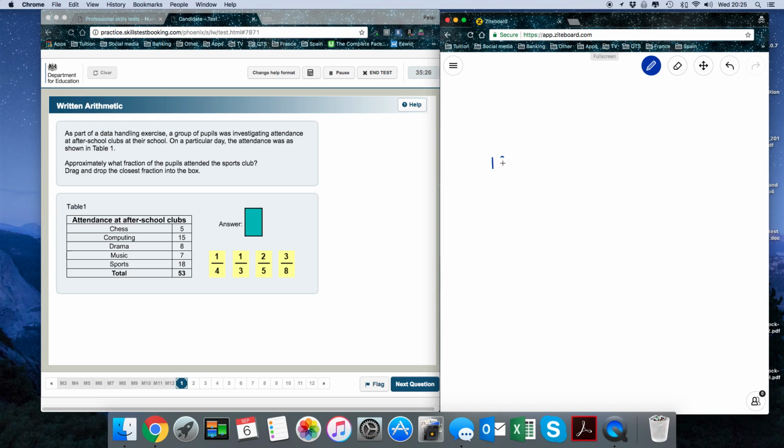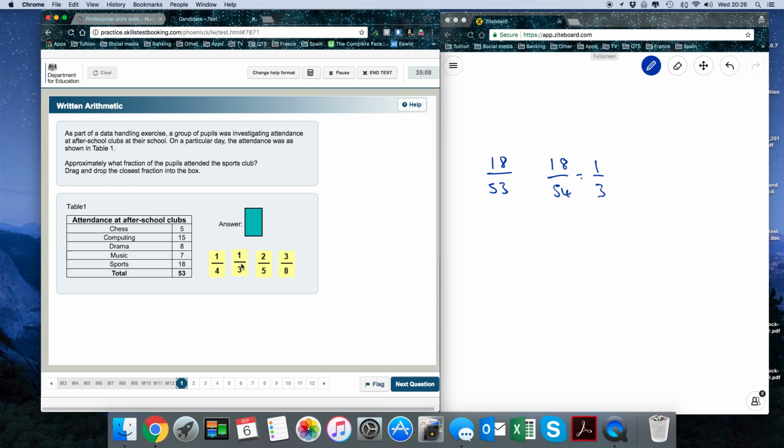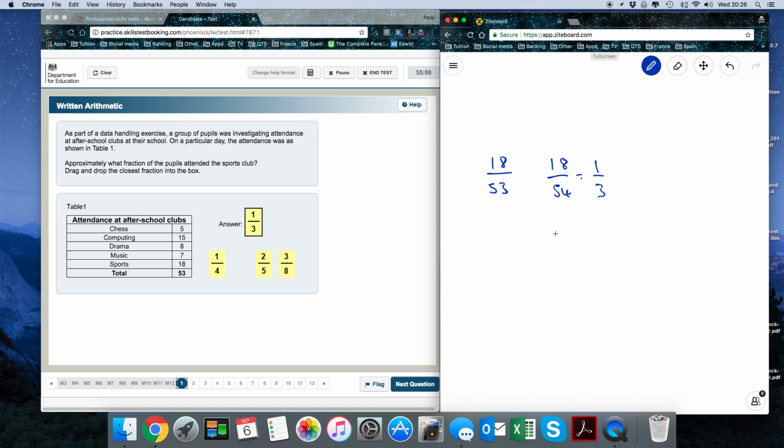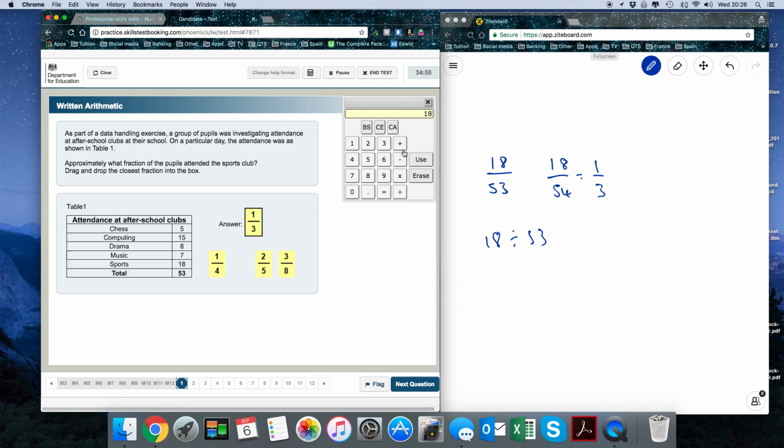Now look, I'm a maths tutor. I look at something like 18 out of 53 in this question, so that's the number that are doing sports, over the total, and I know that 18 over 54 is exactly 1/3, so this is the answer, the 1/3. I don't expect you guys to know that. The best thing to do here is you just simply do 18 divided by 53 on your calculator, and let me just do that over the side here. Okay, so 18 divided by 53. Oh, that didn't work. I don't know whether that was me or the calculator. Probably me.